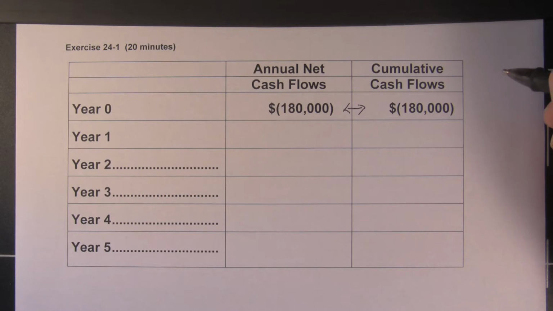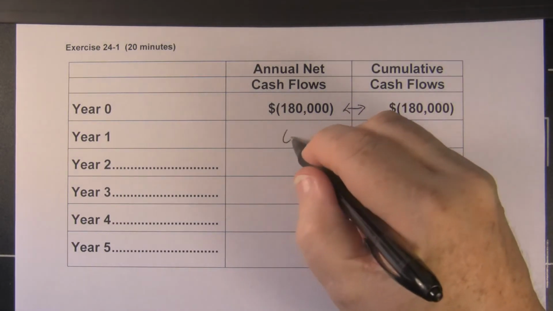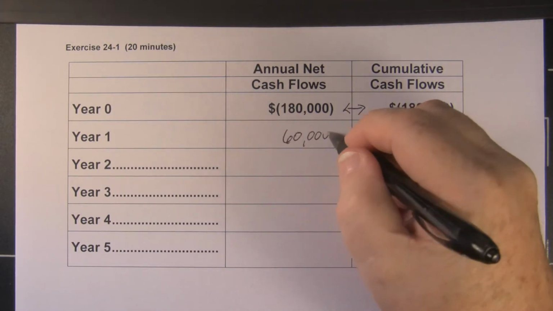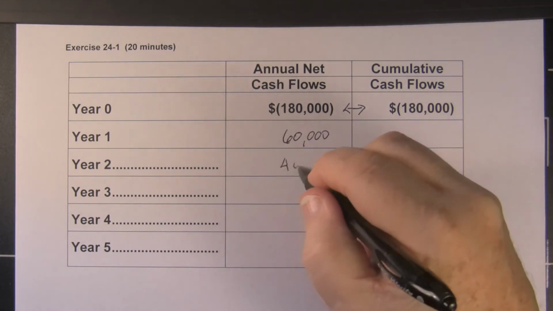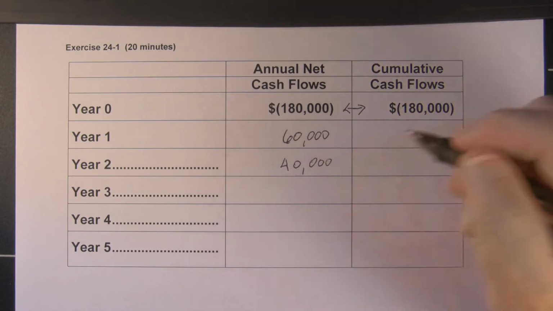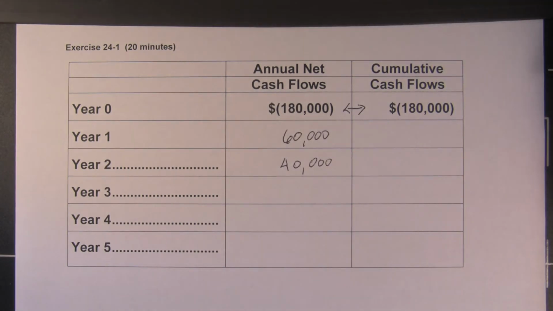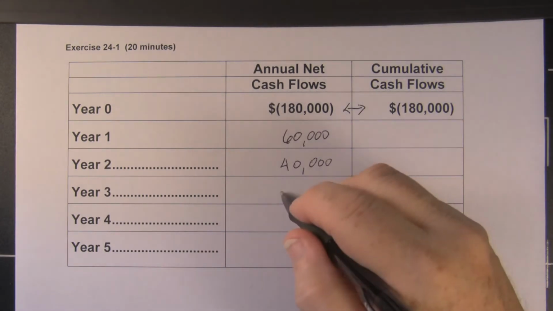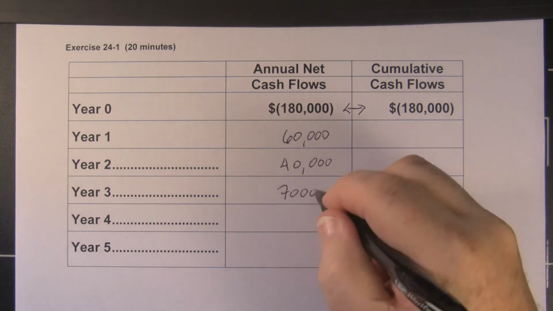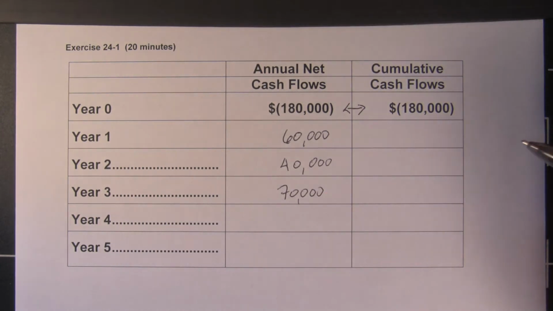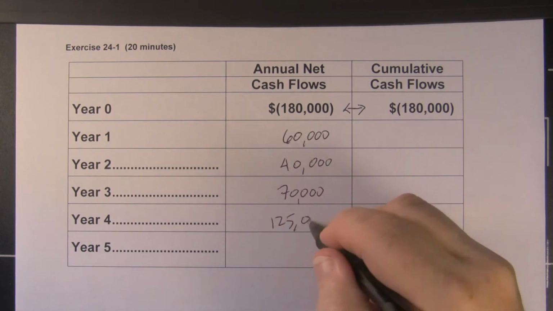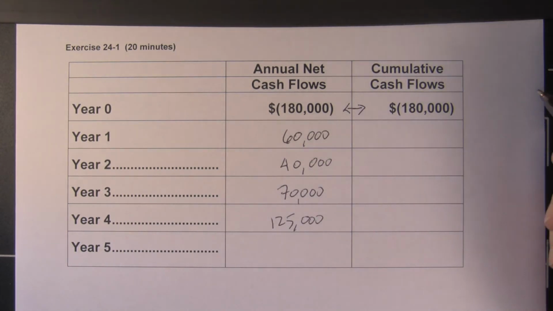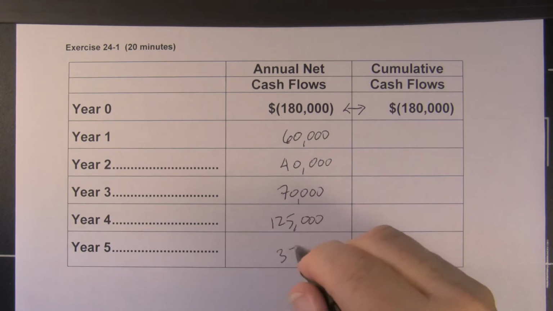In year one, we're going to get $60,000 in cash flows from this investment. In year two, we're going to get $40,000 in cash flows from this investment. In year three, we'll get $70,000. Year four, we'll get $125,000. And in year five, we'll get $35,000.